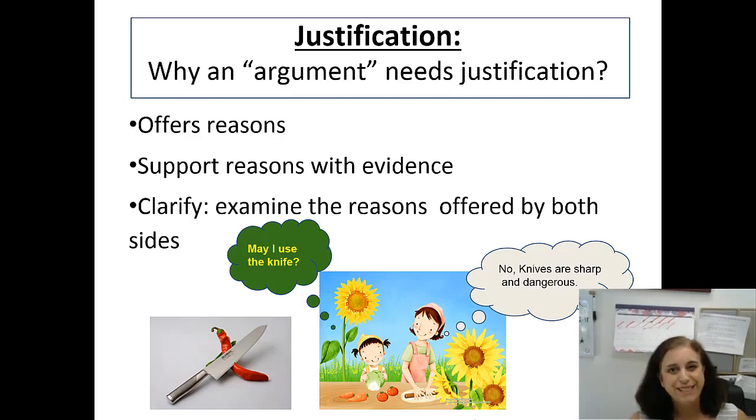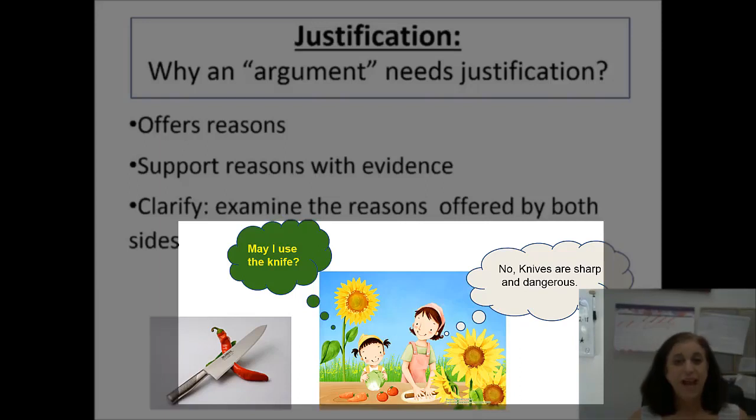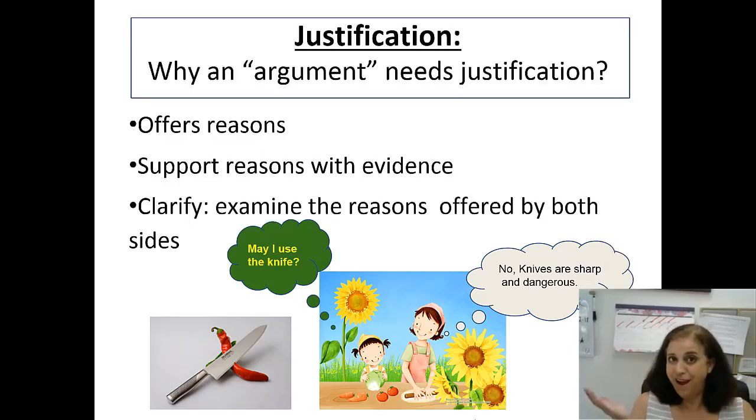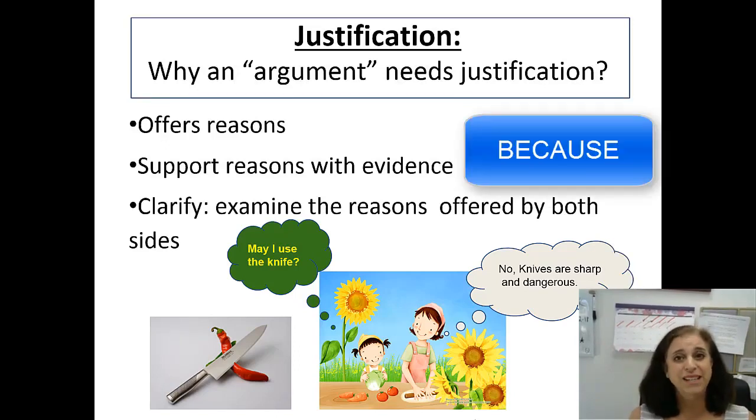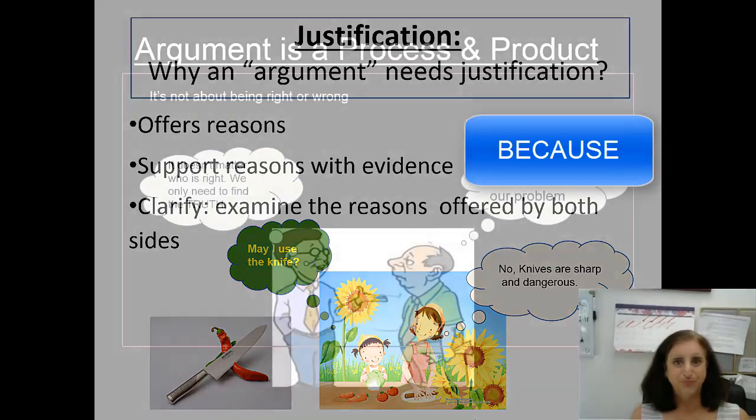Let's take a look at this really simple example. Imagine there's a 3-year-old child and she's working with her mother. So she asks her mother, "May I use the sharp knife?" And the mother says, "No." She adds justification. As a typical child would say, "Why not?" "No, because knives are sharp and dangerous." The mother clarifies her explanation. She gives justification for why the child cannot use the knife.